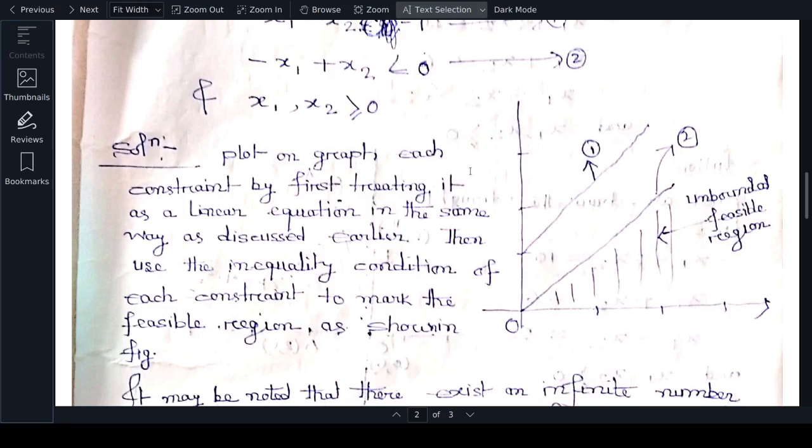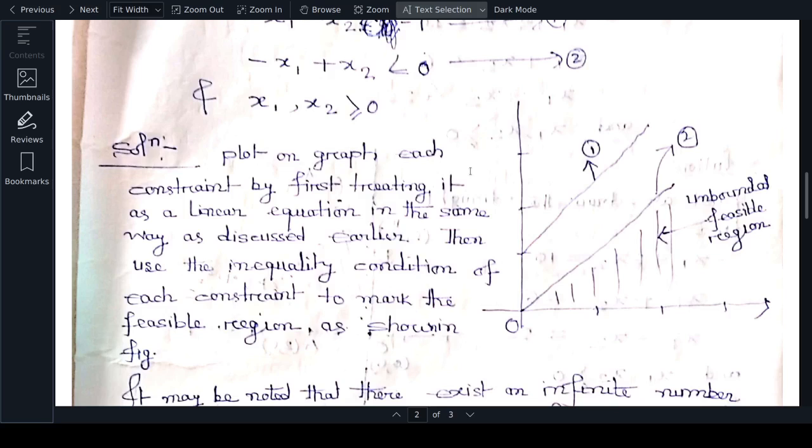So you see, we have written it in this way. Plot on the graph each constraint by first treating it as a linear equation in the same way as described earlier. You can just show these coordinates, you can find them out. Then use the inequality condition of each constraint and mark the feasible region as shown in the figure. So you see we have marked the feasible region.